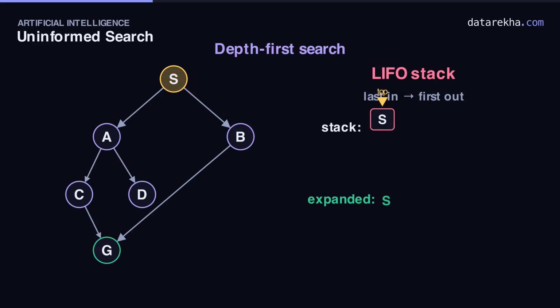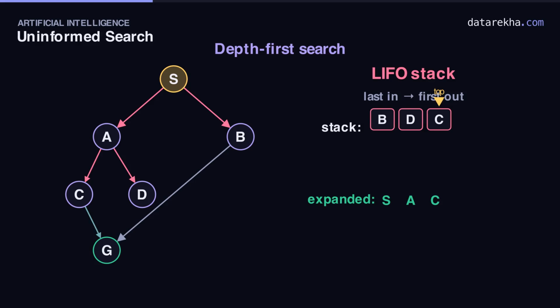Push the start, S, pop it, and push its children, B first. Then A, so A ends up on top. The stack now reads B underneath, A on top. And A is what we grab next. Pop A. Push its children C and D, so C sits on top. Look what happened. B is buried at the bottom, forgotten for now. Depth first search has already abandoned the right side of the map to chase the left.